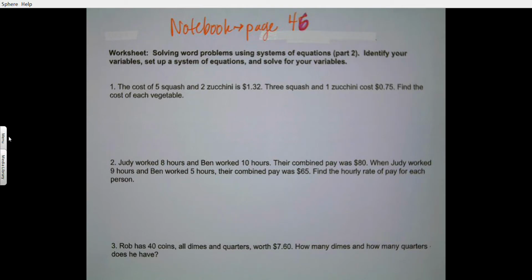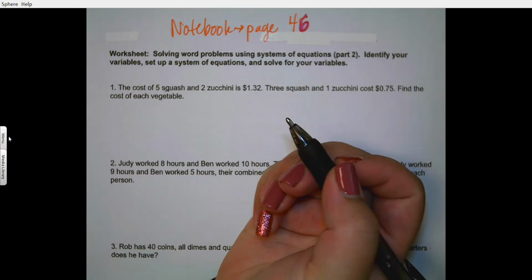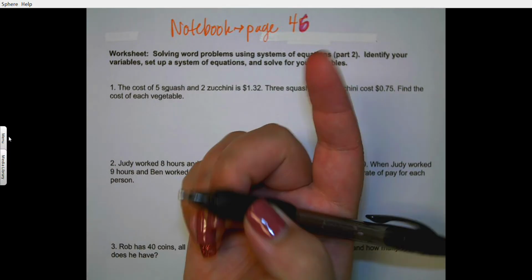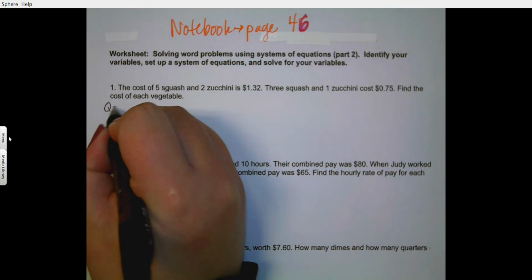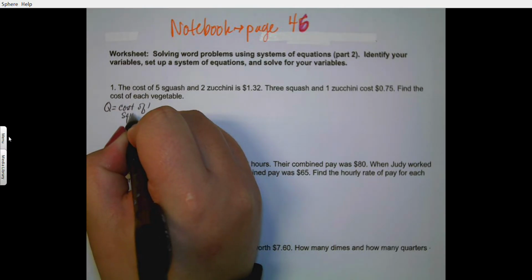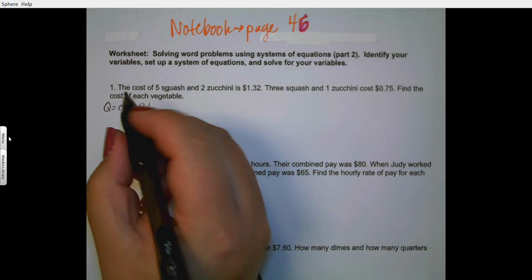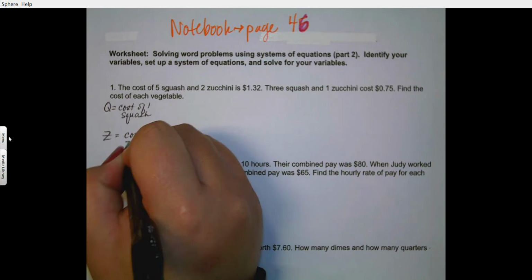Okay, here we go. Number 1, the cost of 5 squash and 2 zucchini is $1.32. 3 squash and 1 zucchini cost 75 cents. Find the cost of each vegetable. So I'm going to use the Q for squash because it's hard to have an S and 5 right next to each other because you will get confused which one's which. So I'm going to use a Q for the cost of one squash, and then I'm going to use a Z for the cost of 1 zucchini.